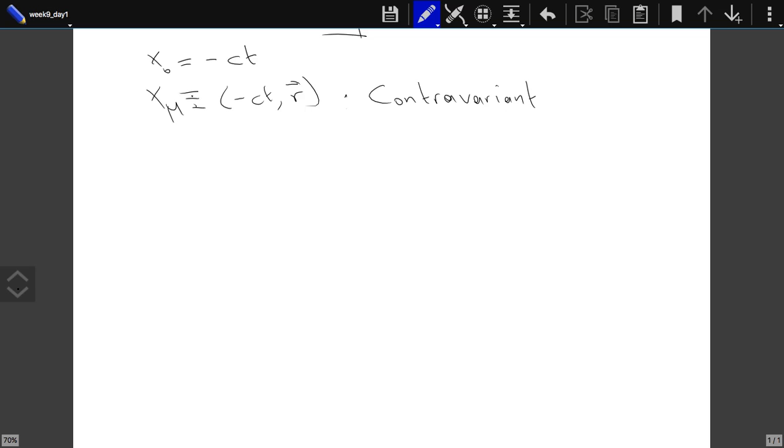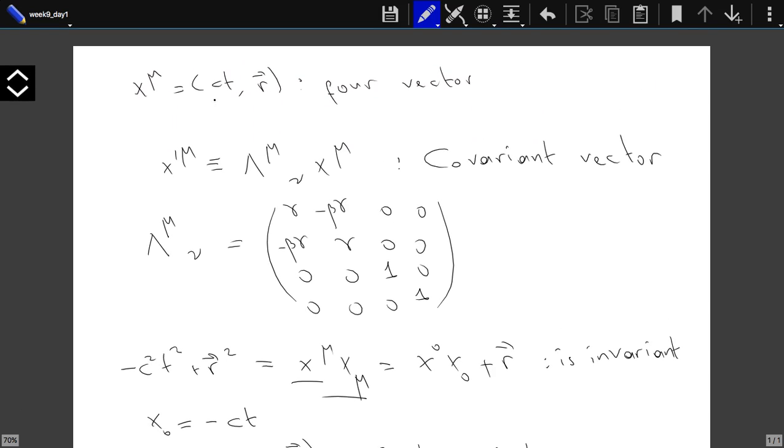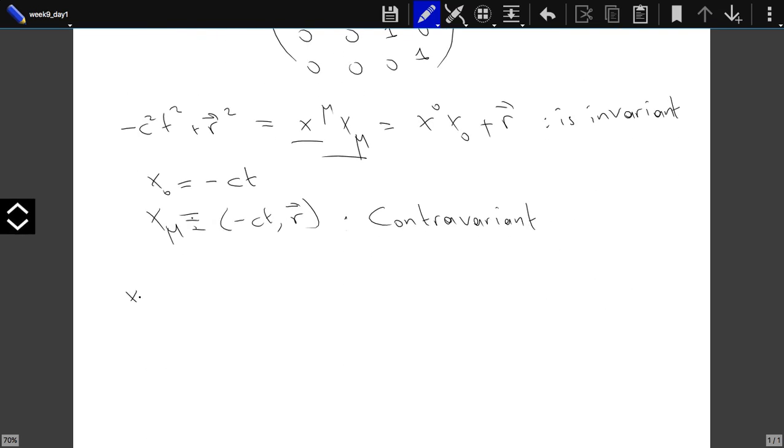Doctor, last week you said that x^0 is equal to ct, but... No. You see, keep in mind whether it is an upper index or a lower index. x^0 is ct, x_0 is minus ct. They are different. This is minus x with upper index 0. So these covariant and contravariant vectors differ in the sign of the 0 component.